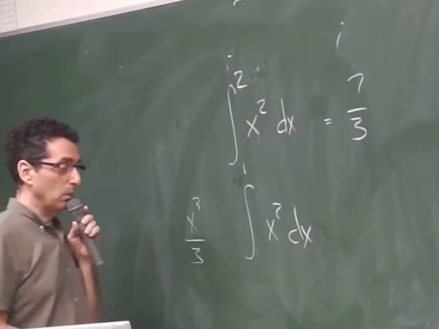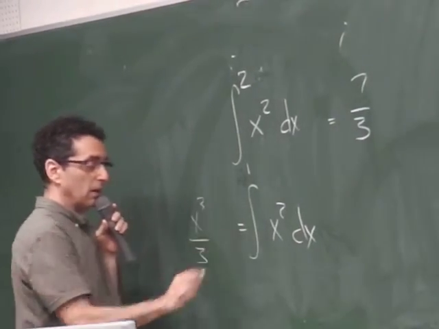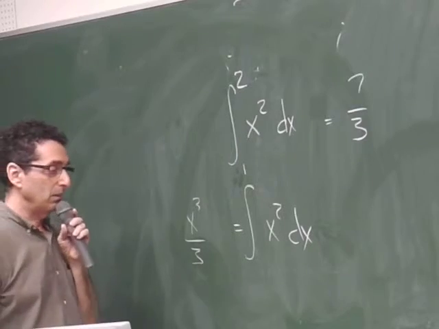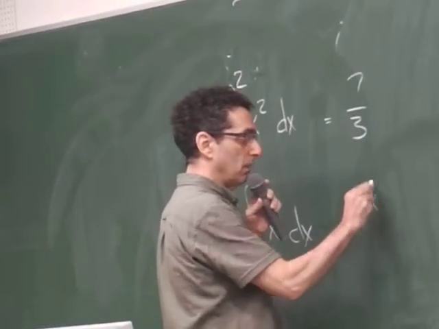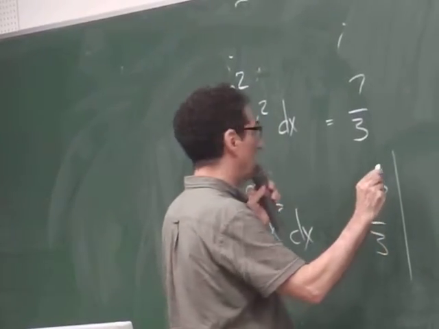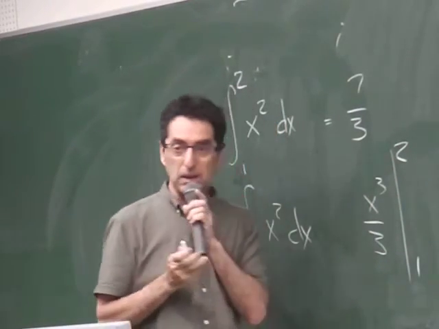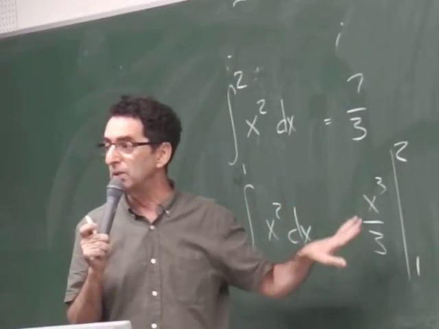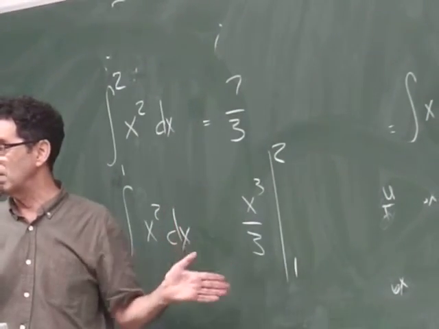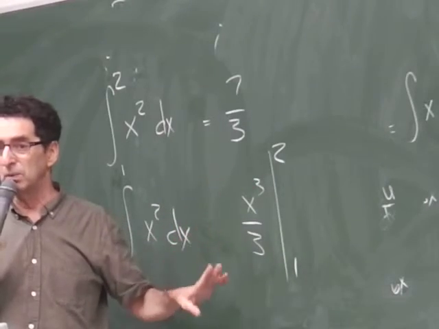Okay, let me say it again. What do you do? You calculate the antiderivative of the function, and then you do this. So the antiderivative was this, right? Now we can write this, by the way. We can also write this. What does this mean? It means put in 2 in here, put in 1 in here, and subtract them. That's what this notation means. Put in 2, put in 1, and subtract them.